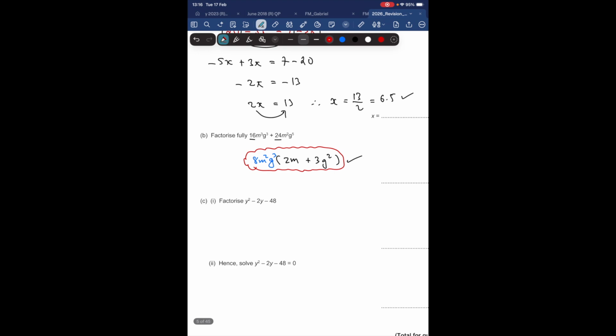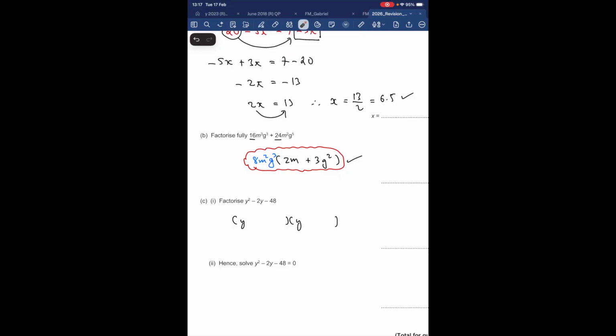Part C, another factorization question, but again, you need to recognize this as a normal quadratic expression. It's a normal quadratic expression because you've got the y squared term, you've got a y term, and you've got a number term. Now, with these normal quadratics, we know that they're going to go into two brackets, so we can put two brackets in automatically, and we can put a y in each bracket.